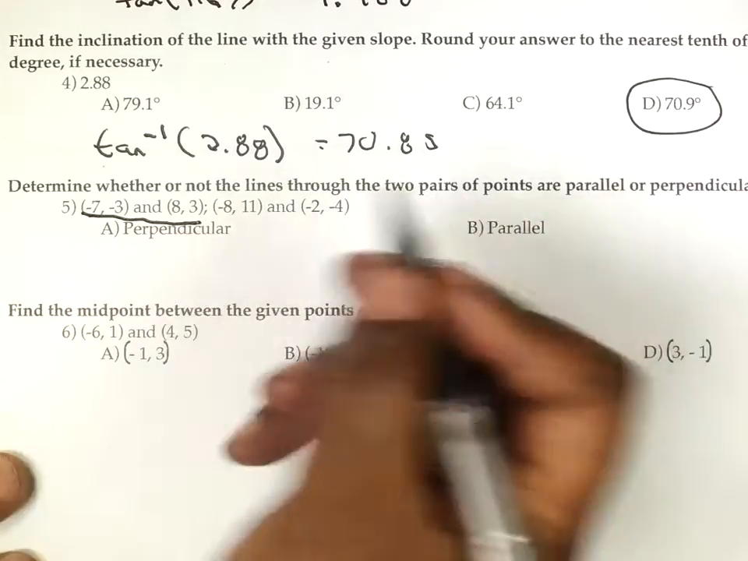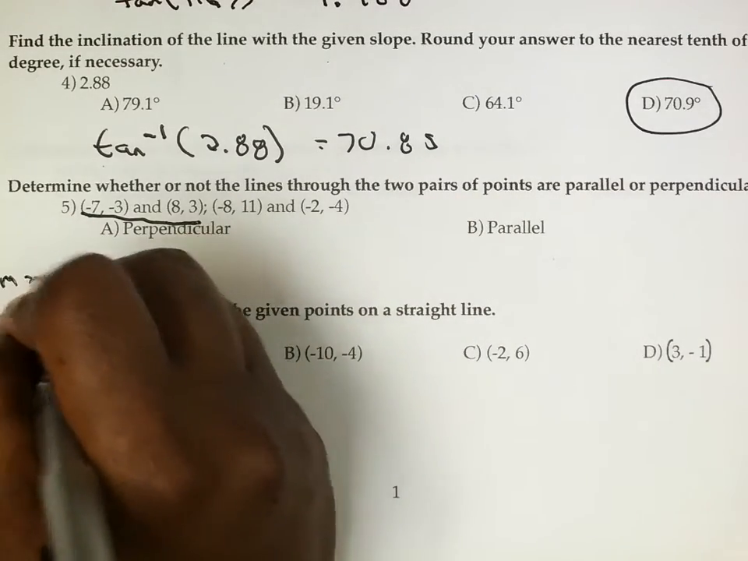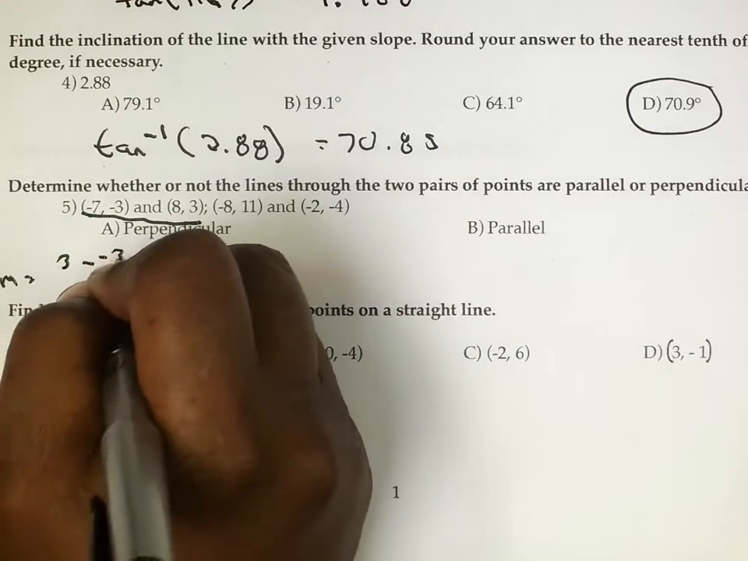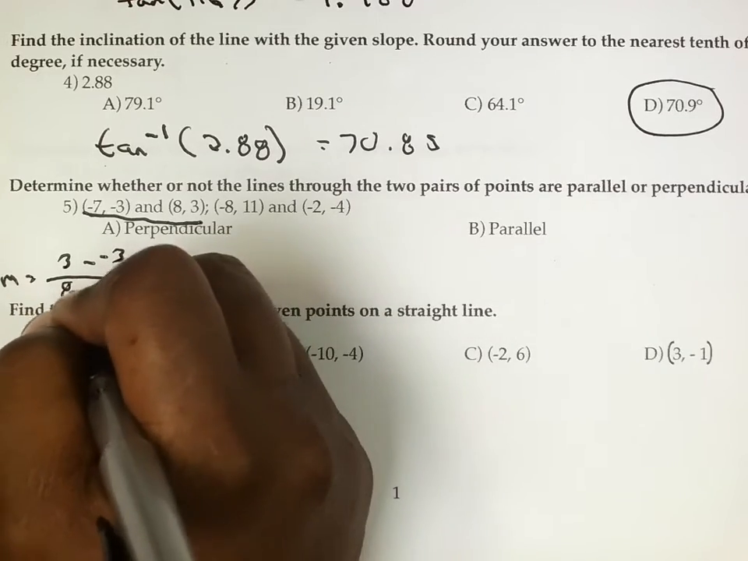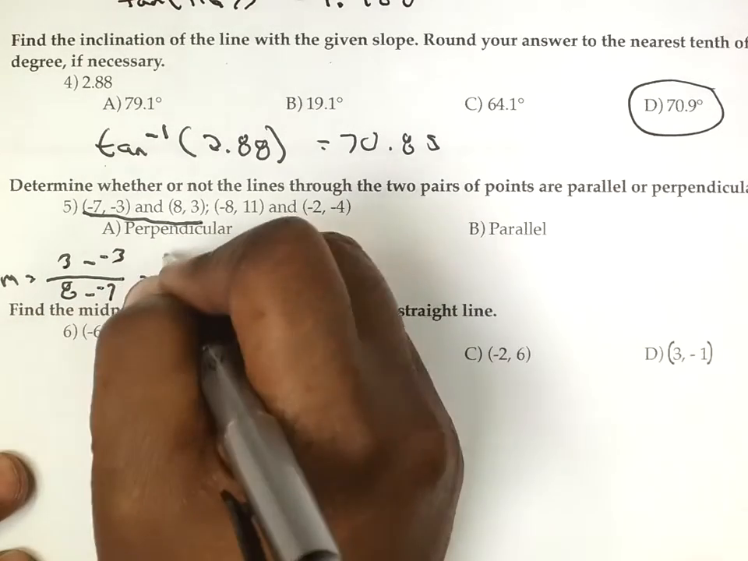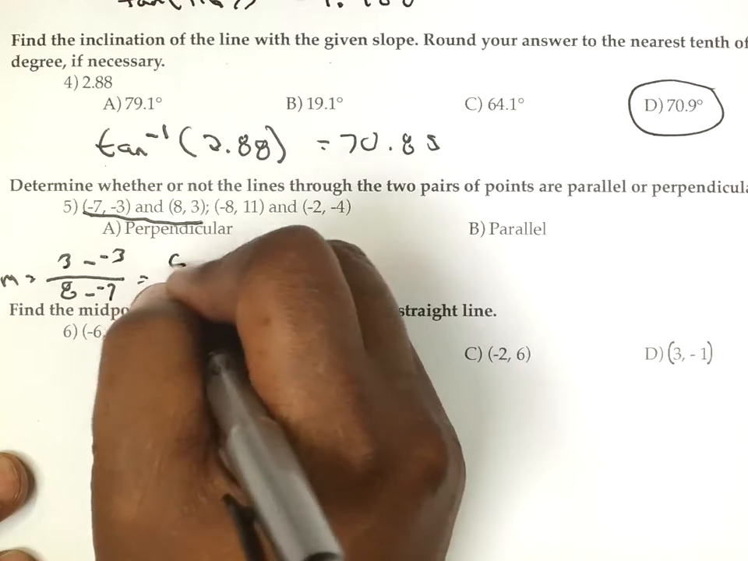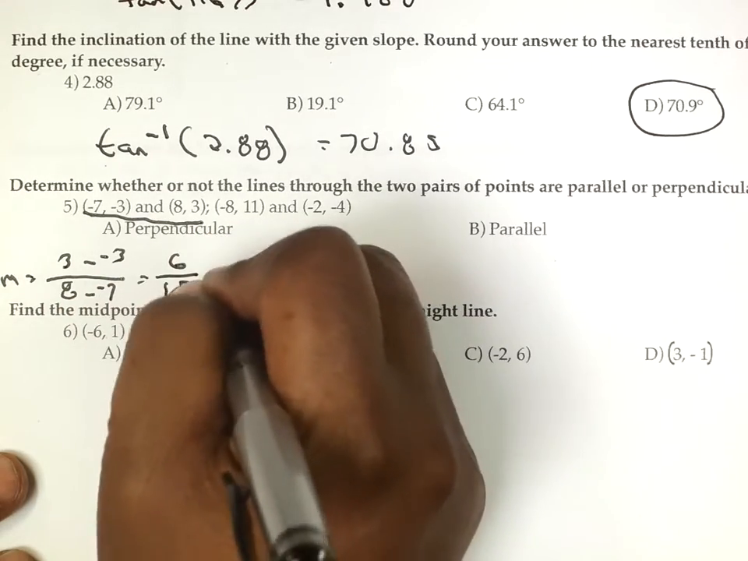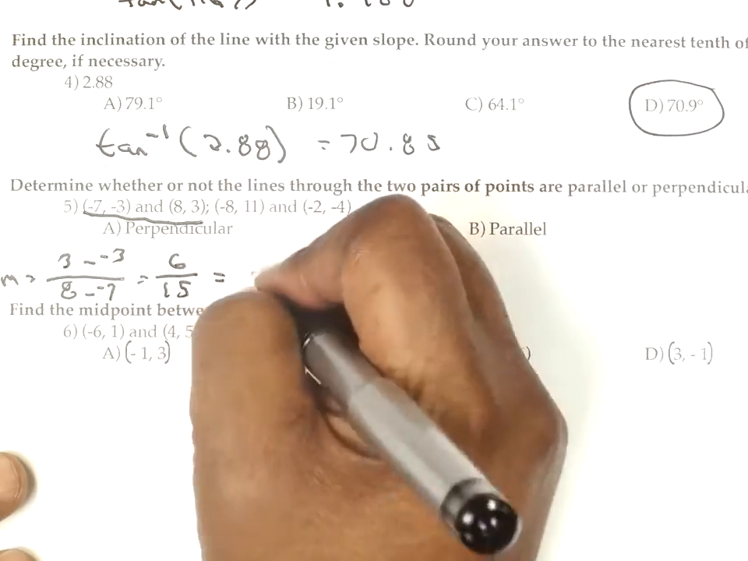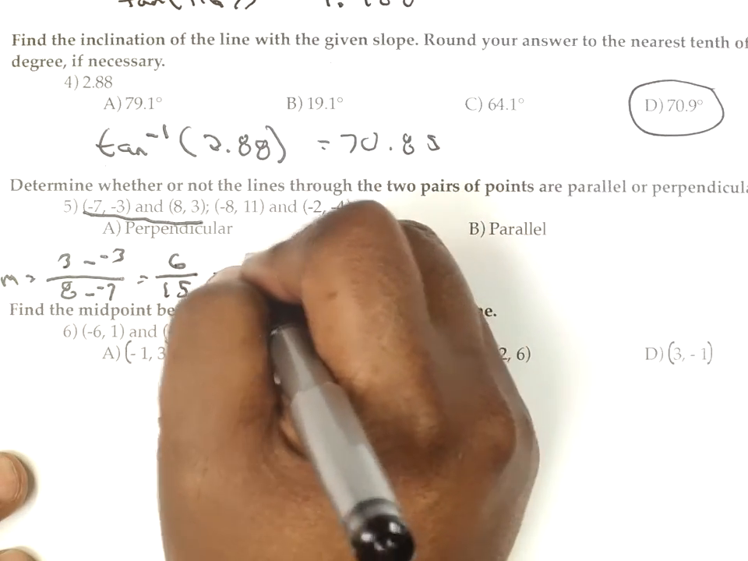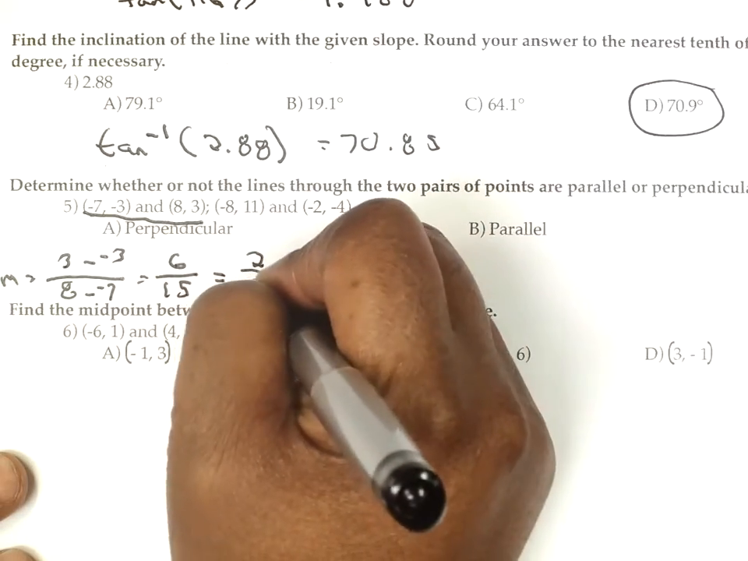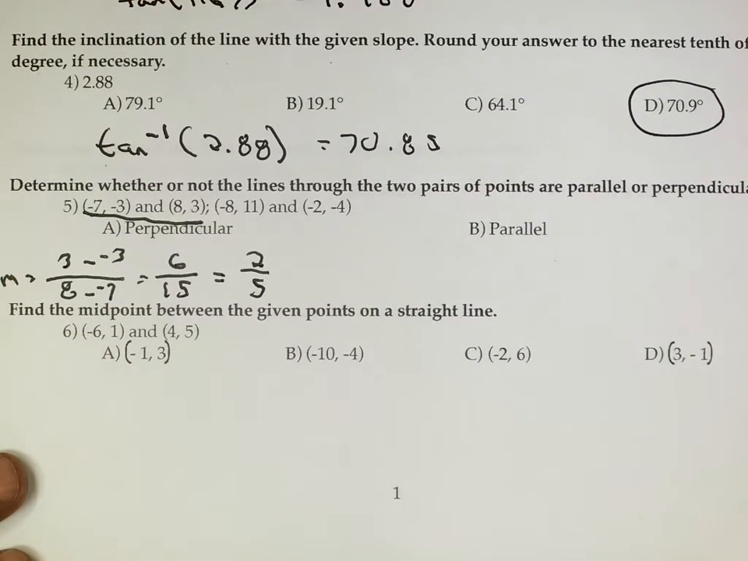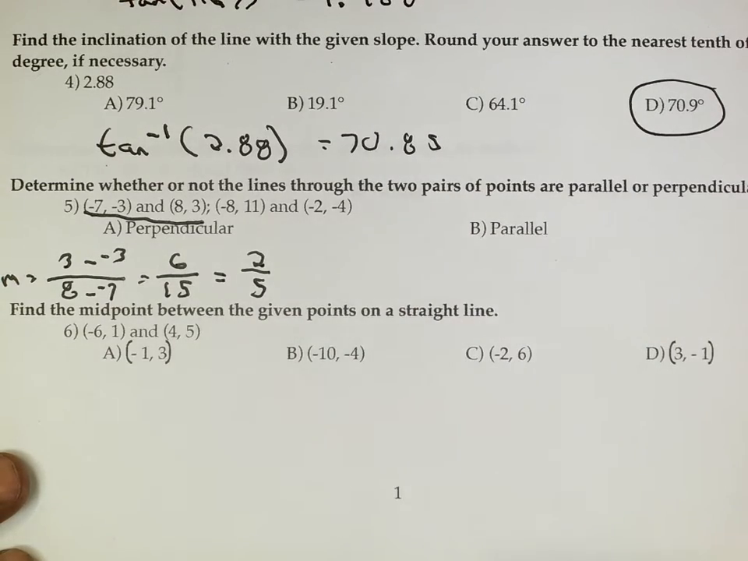So I'm starting with this first one. I'm going to put 3 minus a negative 3 over 8 minus a negative 7. So that would give me 3 plus 3 is 6 over 15. And that reduces. 3 goes into 6 twice. 3 goes into 15 5 times. So my first line has a slope of 2/5.